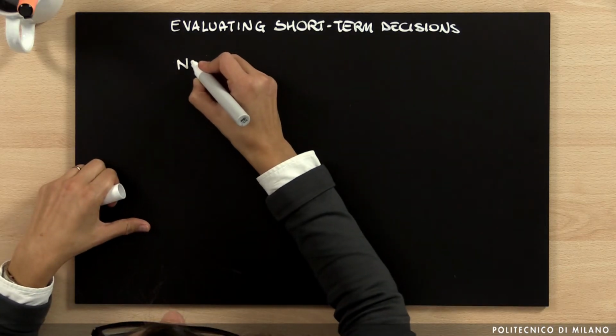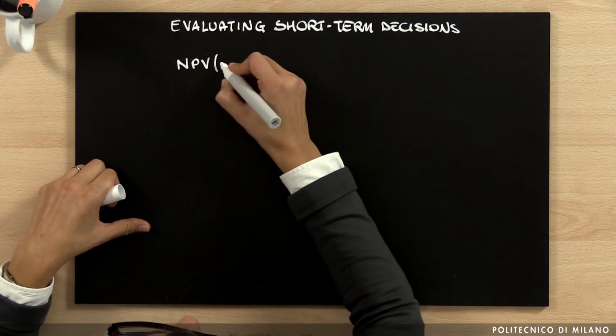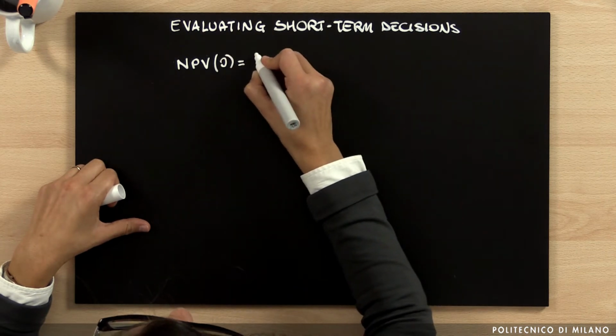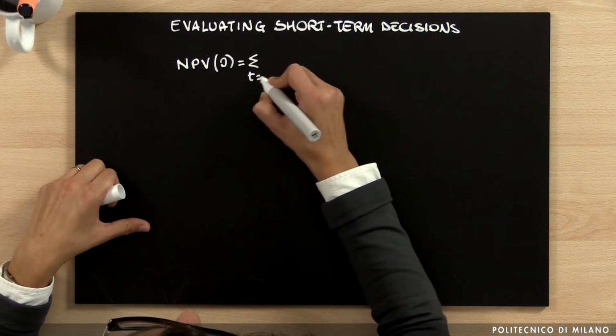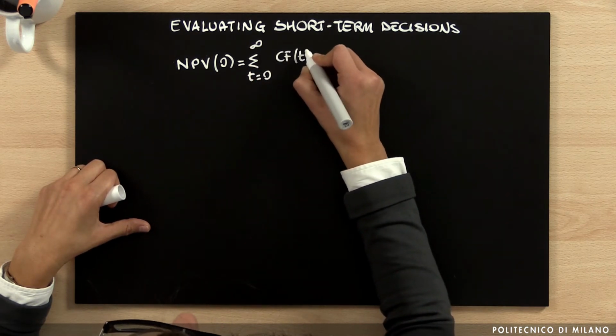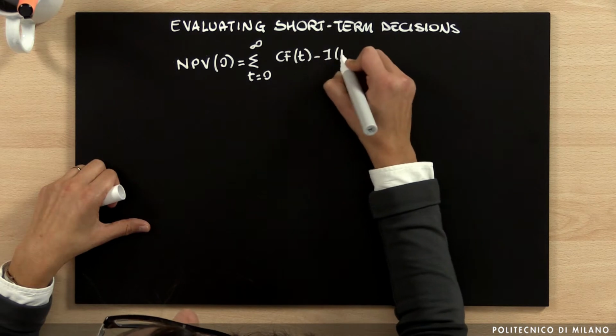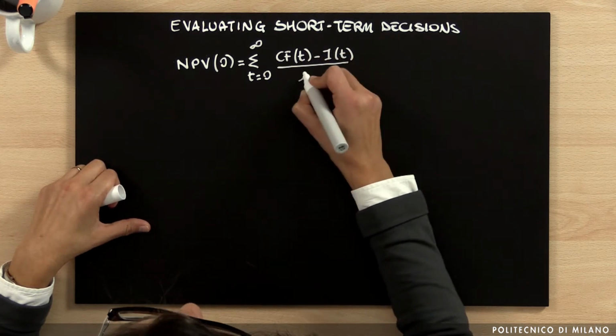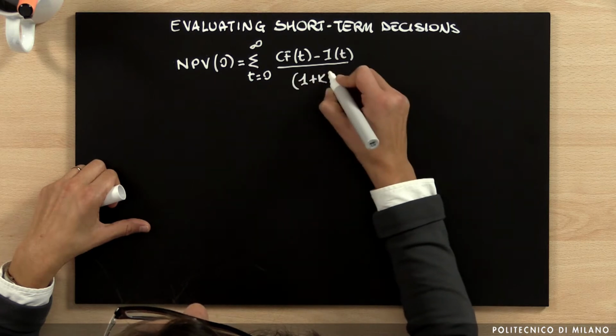So if the decision generates cash in the future, then the decision is convenient. Because of this, the traditional formula that we use to evaluate the cash generated by a decision is the NPV formula, something almost common. The net present value at a certain moment of time equals the sum from time 0 until infinity of the cash flow at a certain moment of time minus the investment at that moment, discounted by (1 plus k) to the power of t.